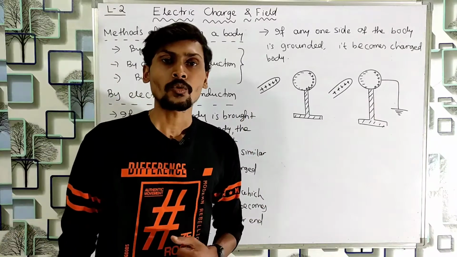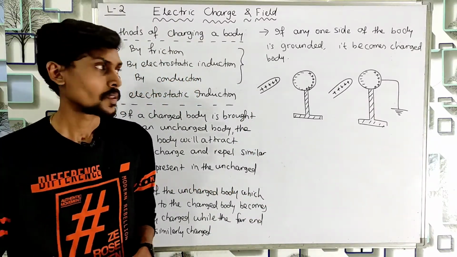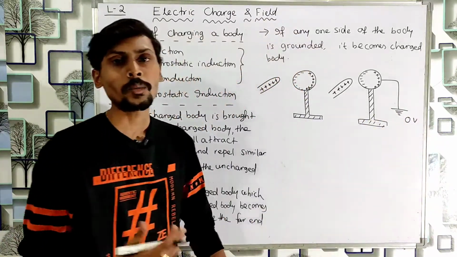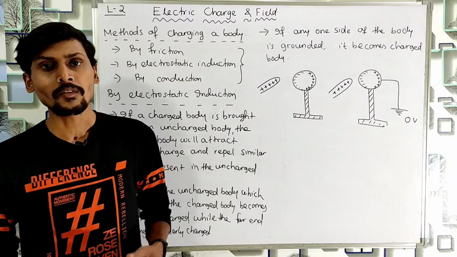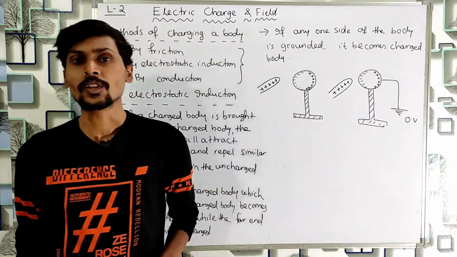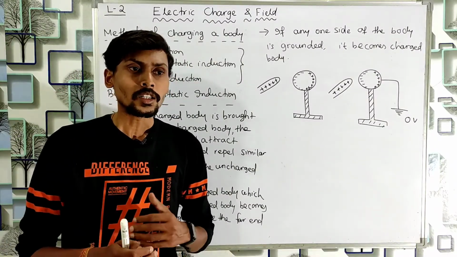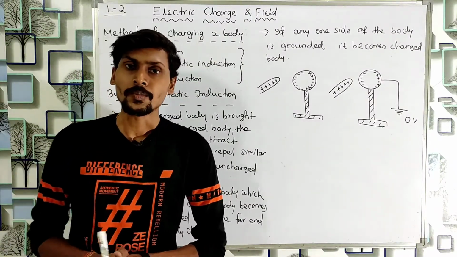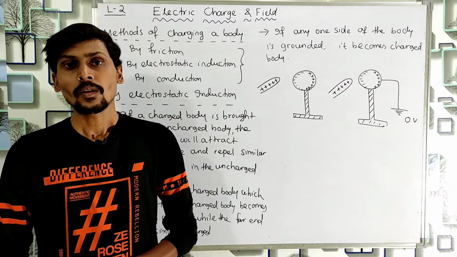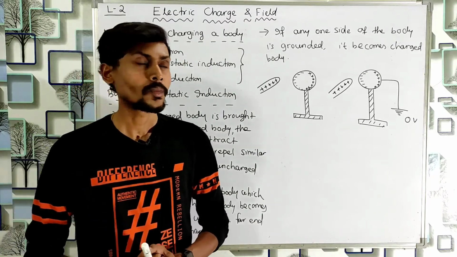So in this case what will happen? Remember that earth is at zero potential. Earth is always at zero potential. In class 10 you have studied what is the meaning of electric potential. So remember that earth is always at zero potential, and we know that potential difference is the main reason behind the flow of charge. Without any potential difference, charges can never flow.